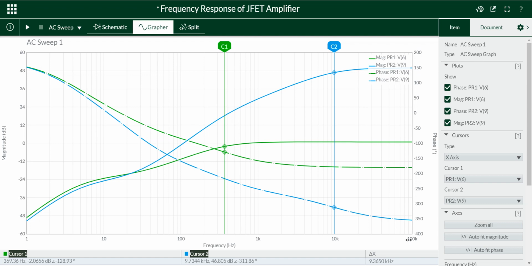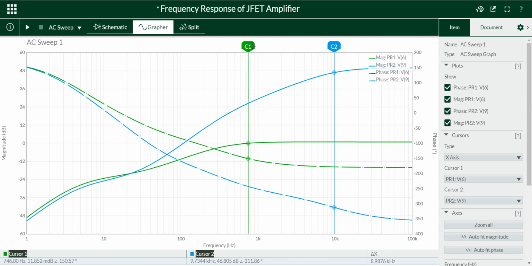After that the simulation is not running, so assuming that the higher cutoff is at 100k, find the bandwidth, which will be higher cutoff minus lower cutoff. So 100k minus 9.7344 kilohertz comes out to be 90.266 kilohertz. So the bandwidth of multi-stage is 90.266 kilohertz. In a similar manner, you can find out the bandwidth of single stage.